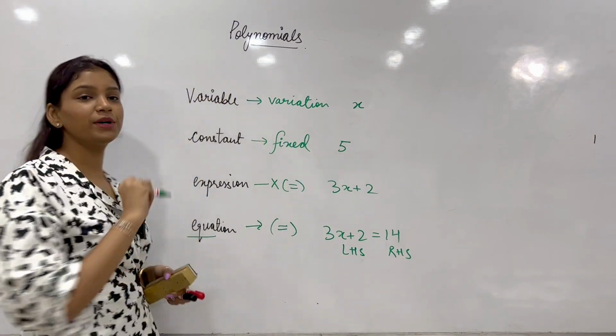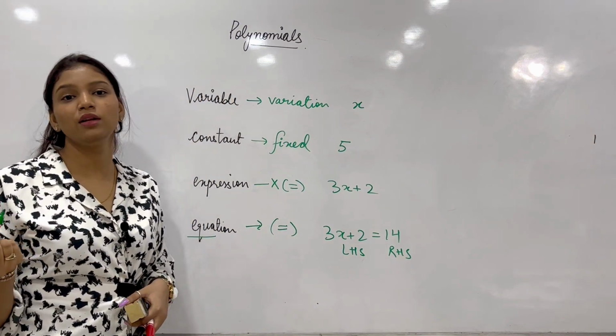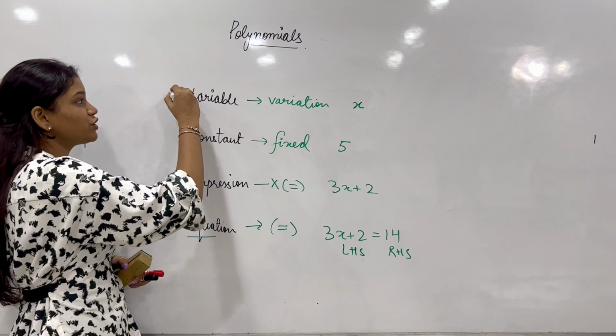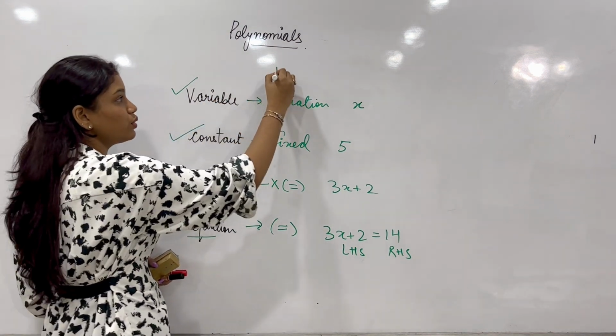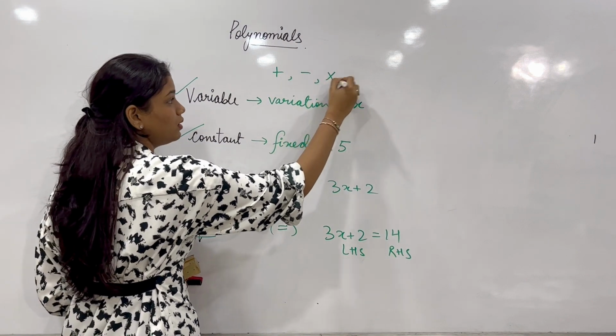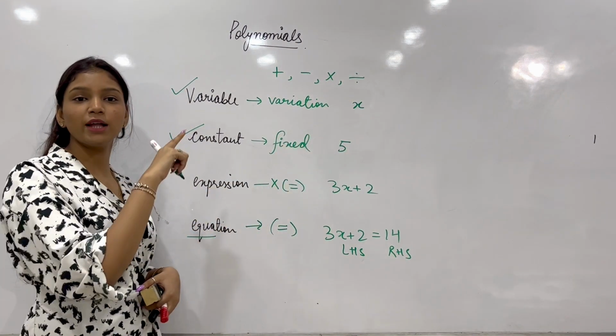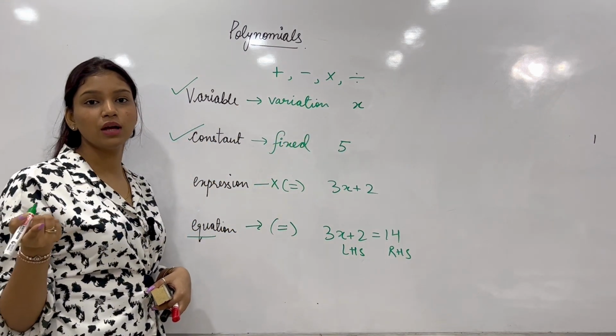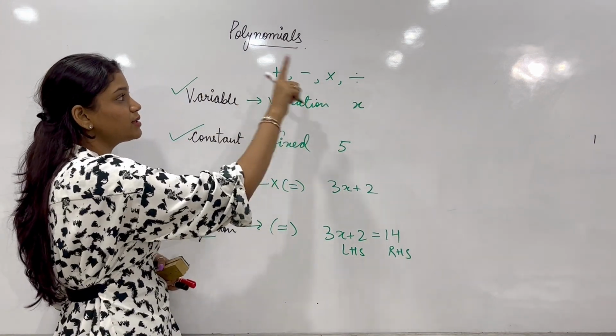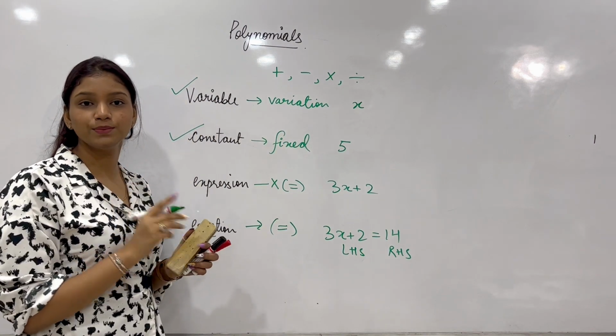Okay, अब इतना सब क्यों बताया? हमें तो polynomials पढ़ना है. So what is a polynomial? Polynomial is the combination of variables and constants which also include mathematical operations. Now these mathematical operations can be plus, minus, multiplication or division.